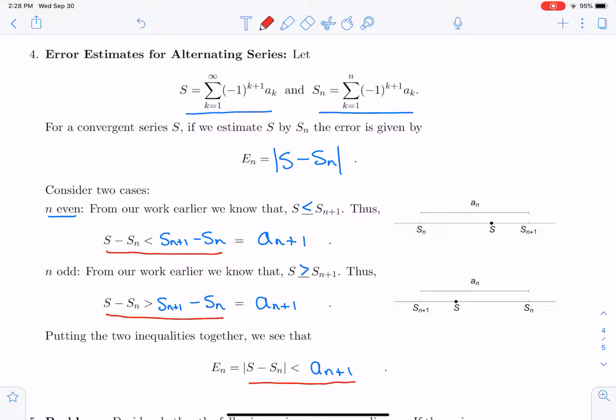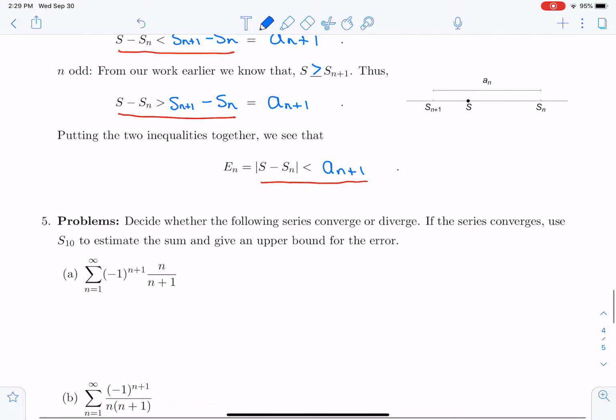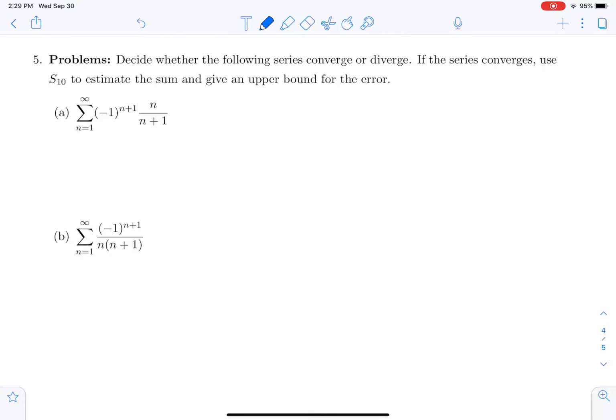So this actually gives us our error estimate. How large is the error for an alternating series? Well, if we approximate S by S sub n, then the error is no larger than the n plus first term in the series. So let's look at a couple of examples of how we can estimate a series using the first n terms. First, we're going to decide whether these series converge or not. And then if the series does converge, we're going to use 10 terms to estimate the sum, and then we're going to give an upper bound for the error.